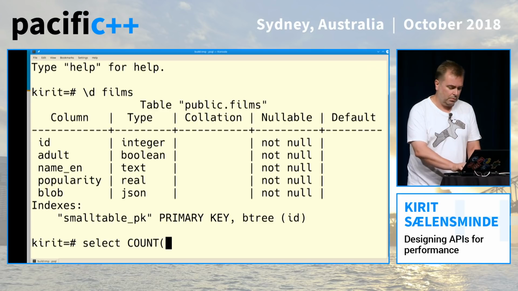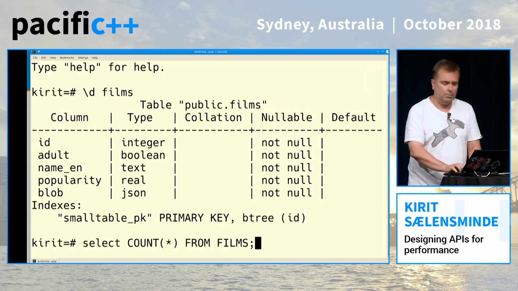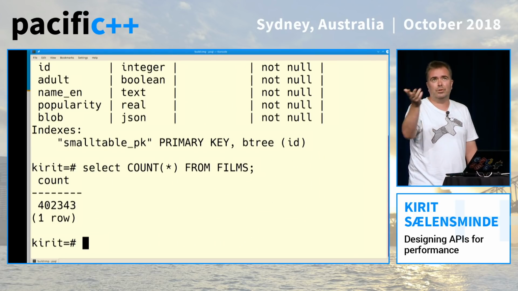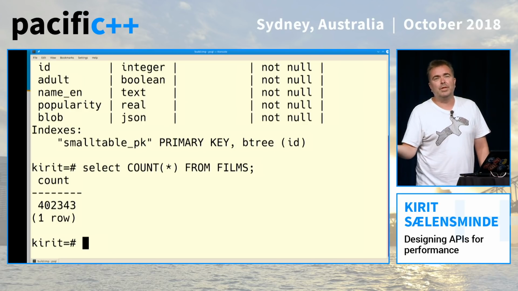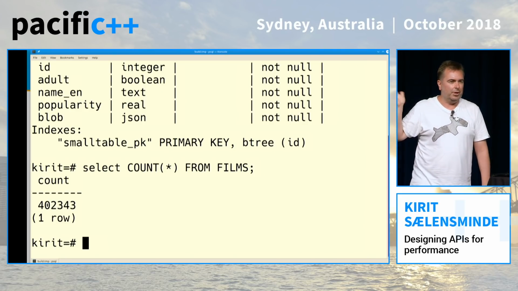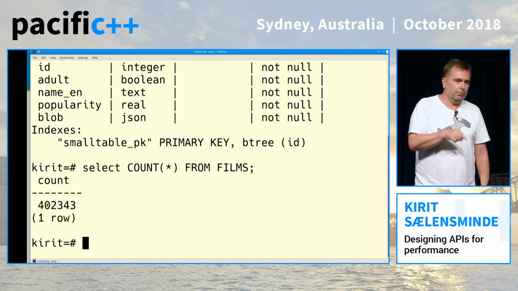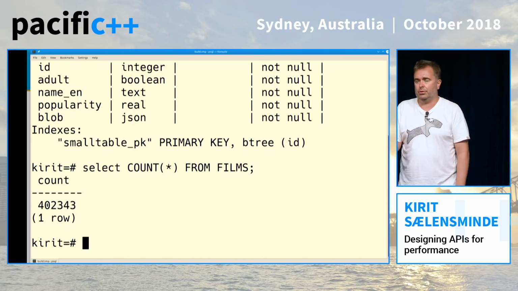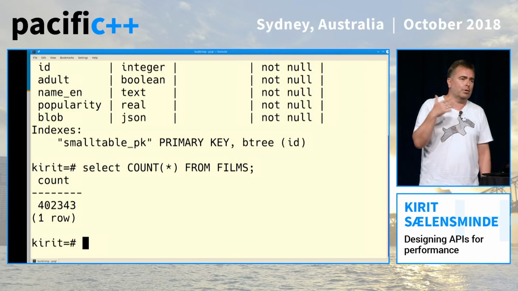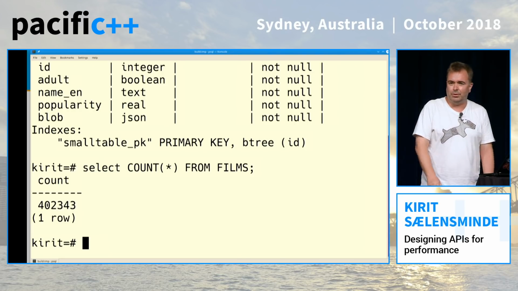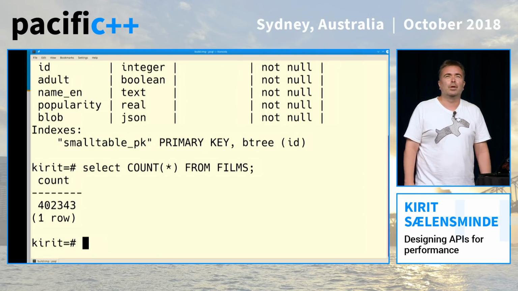Select count star from films. Where's my caps lock on? Yeah, 402,000 rows. It's all downloaded from the MovieDB website. All of the code that I'm going to run is open source. So sometime after the talk, I will put some instructions. If anybody wants to try and reproduce these results on your systems and with other databases, it's free to do so.